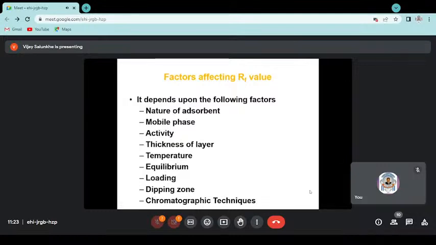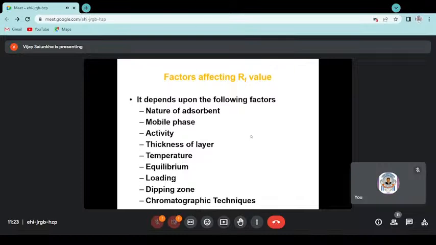Now, factors affecting the RF value, this retention factor. See here, in UV, IR, NMR and HPLC there are different shapes of peaks. In UV, you can observe a bell-shaped curve. In IR, there are downward peaks. In NMR and mass, there are bars.